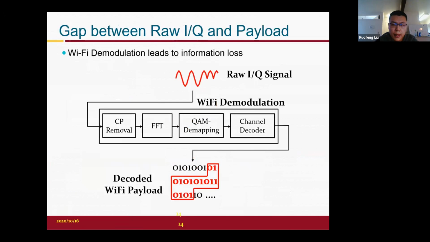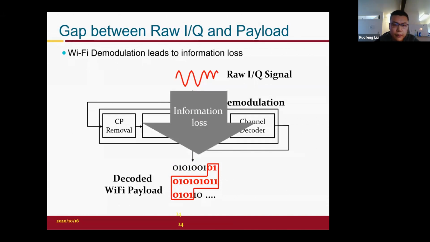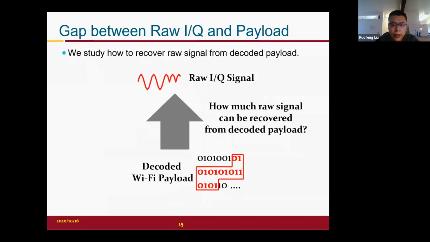And then the problem is that when the Wi-Fi receiver decodes the raw signal into a payload, it introduces all kinds of information loss. And thus our key question is: how much raw signal can be recovered from the decoded payload? And is it enough to retrieve ZigBee data?